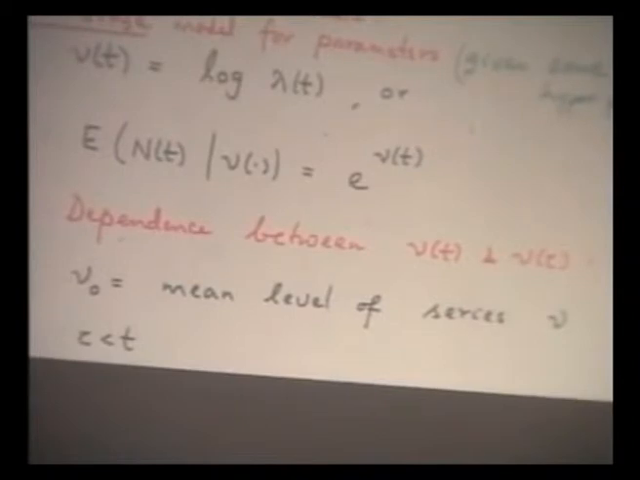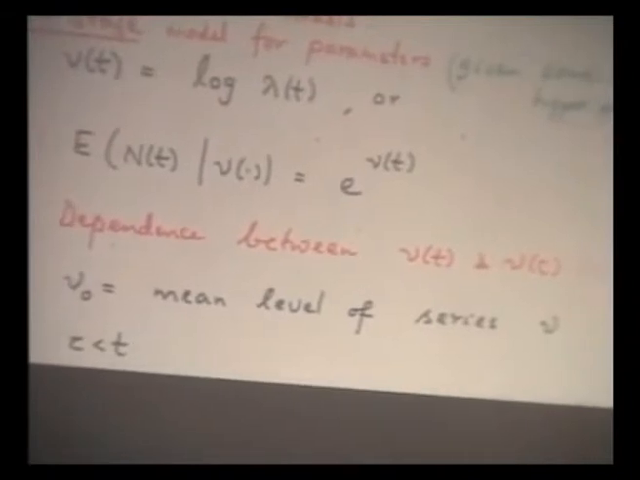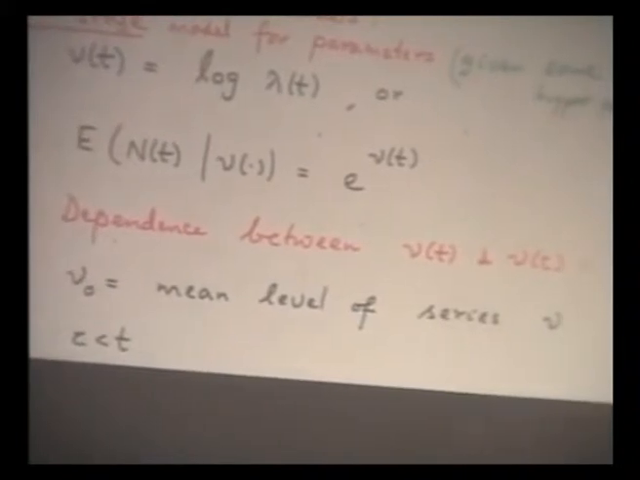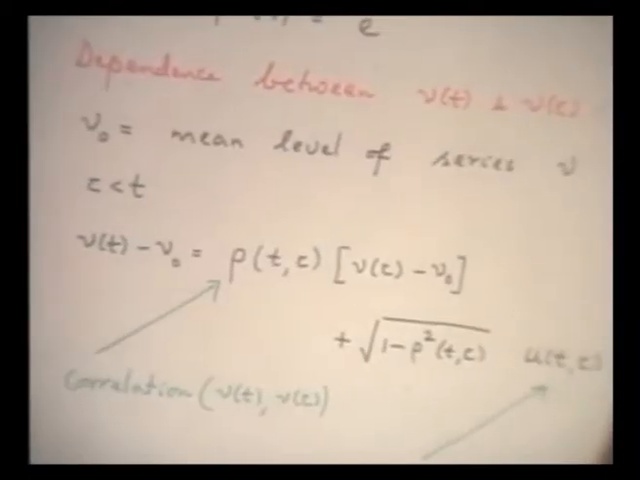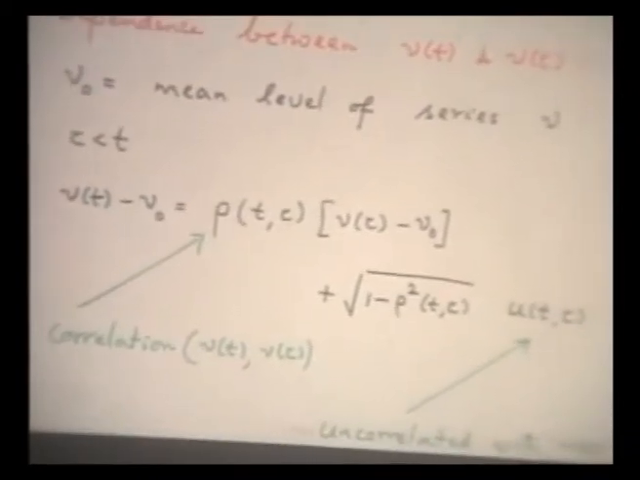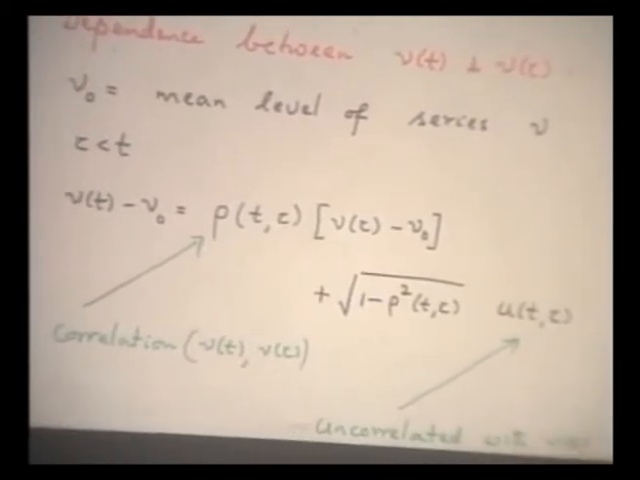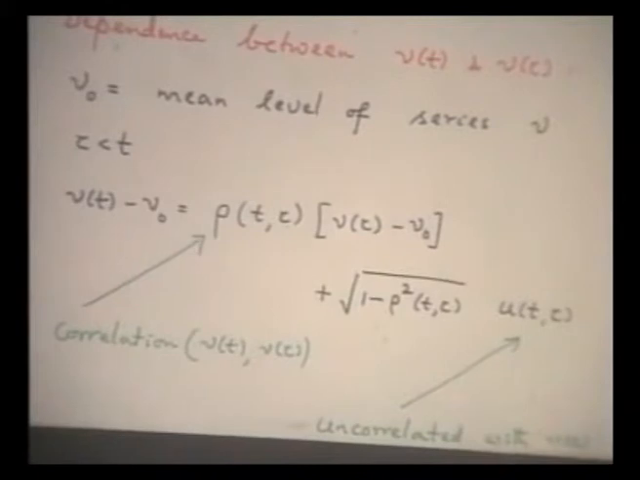And now I'm going to incorporate this idea of smoothness. Lambda is smooth, so that means nu is smooth. So if you take two time points t and tau, you can say something about the dependence between those two. The function is smooth, so it can't jump arbitrarily. Assume that this nu 0, a constant, is the mean level of the series, and if you take any tau less than t, you can write nu t minus nu 0 as a correlation, which will involve, in general, both t and tau, times nu at tau minus, of course, this mean, plus something which is uncorrelated with nu tau.